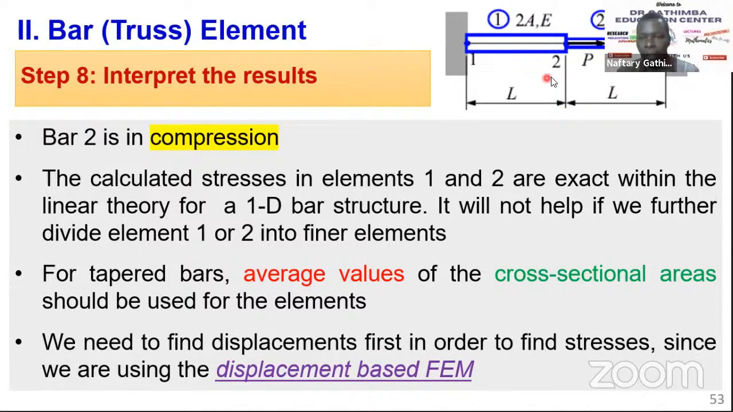So in this case, this bar was in tension because there is a pride here, but you see this is fixed here and the load is applied here. So bar 2 is in compression. So you understand, by getting the negative value, the bar is in compression.